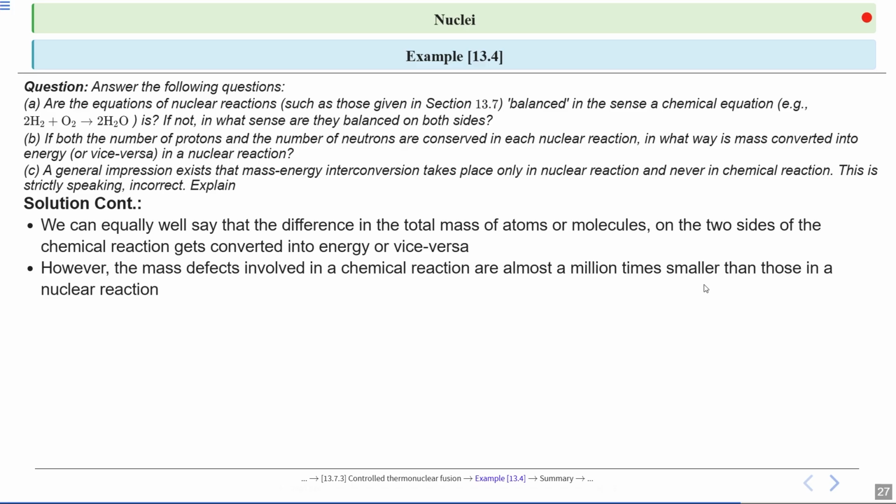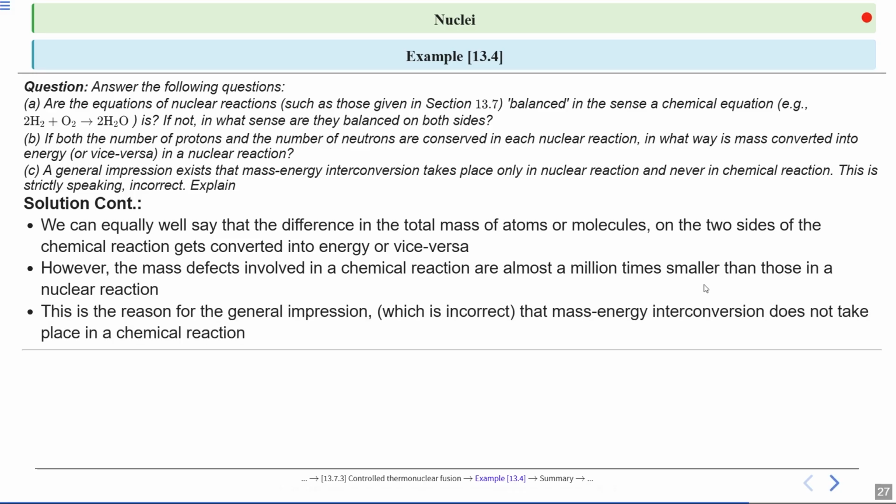This means that the energy released or absorbed due to mass change in a chemical reaction is usually too small to notice. So the common belief that mass energy conversion doesn't happen in chemical reactions is actually incorrect. It does happen, but the effect is so small that we usually ignore it. To sum up, mass energy interconversion is a universal principle, but it's only significant in nuclear reactions because of the much larger mass changes involved.